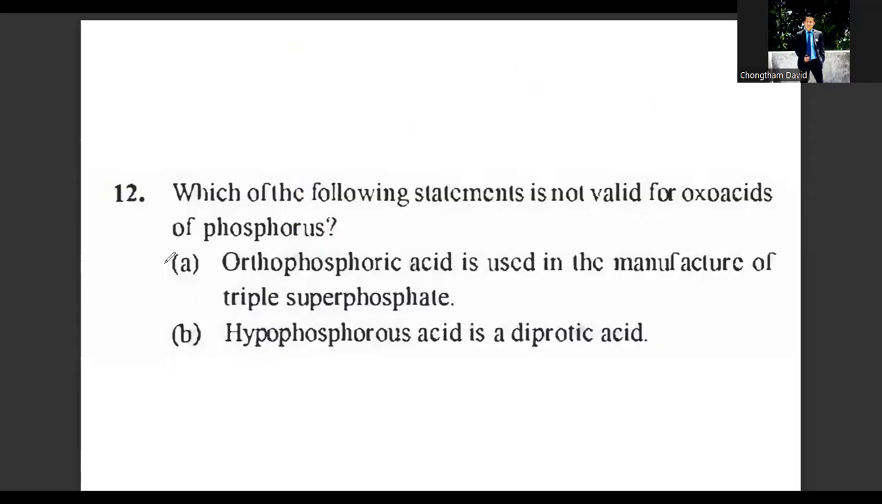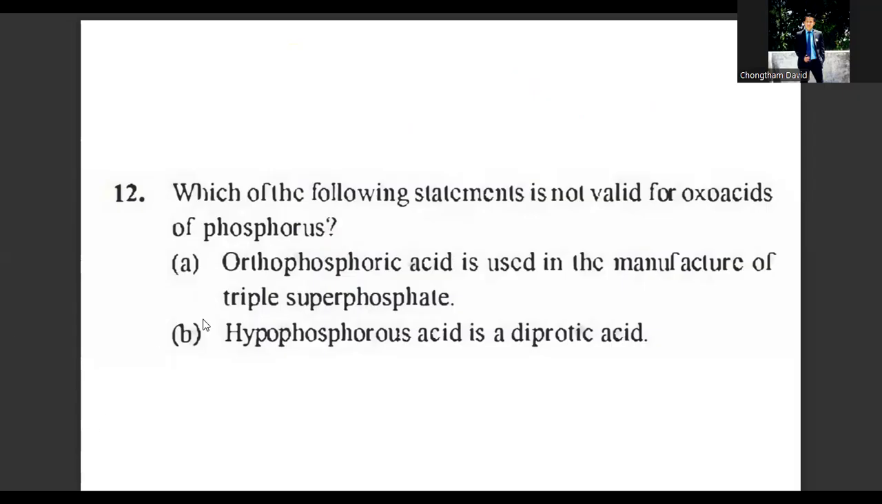Moving on to question number 12. Which of the following statement is not valid for oxo acids of phosphorus? Okay, the given options are not complete. I'm going to show you, but first let us read these options.